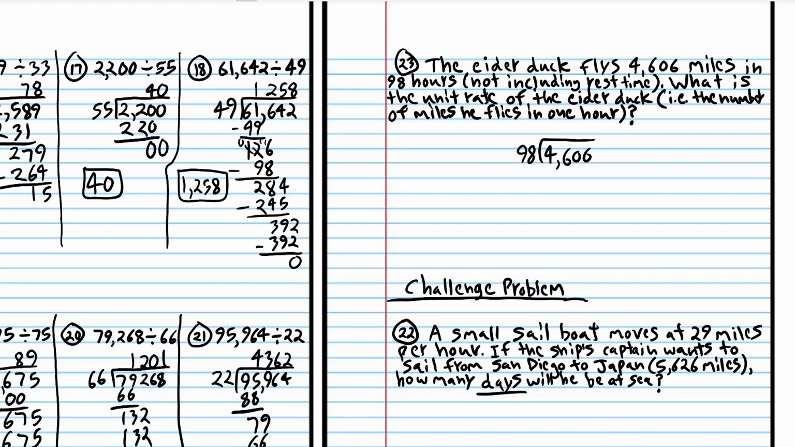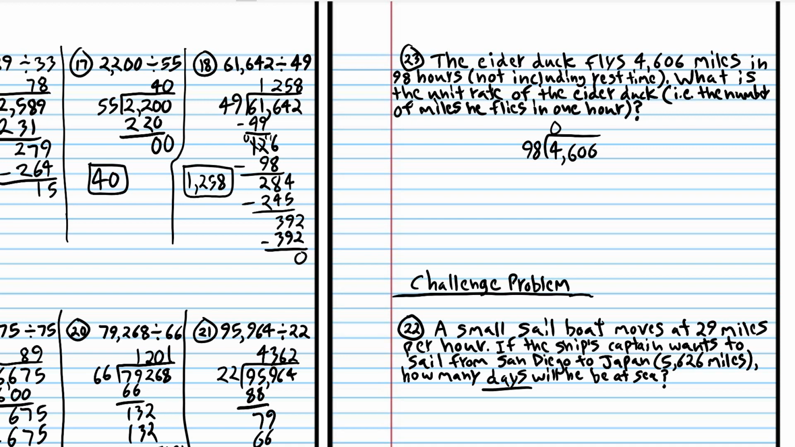98 doesn't go into 4, it doesn't go into 46, but it does go into 460. Now, again, there's a lot of math going on here, so let's try to be smart. 98, that's close to 100, right? So let's just pretend that 98 is 100. So how many times does 100 go into 460? Well, that should be pretty easy to calculate. It obviously goes in about 4 times. So we're not just choosing random numbers here. We're trying to be smart. So let's put the 4. The 4 doesn't go above the 6. It goes above the 0.